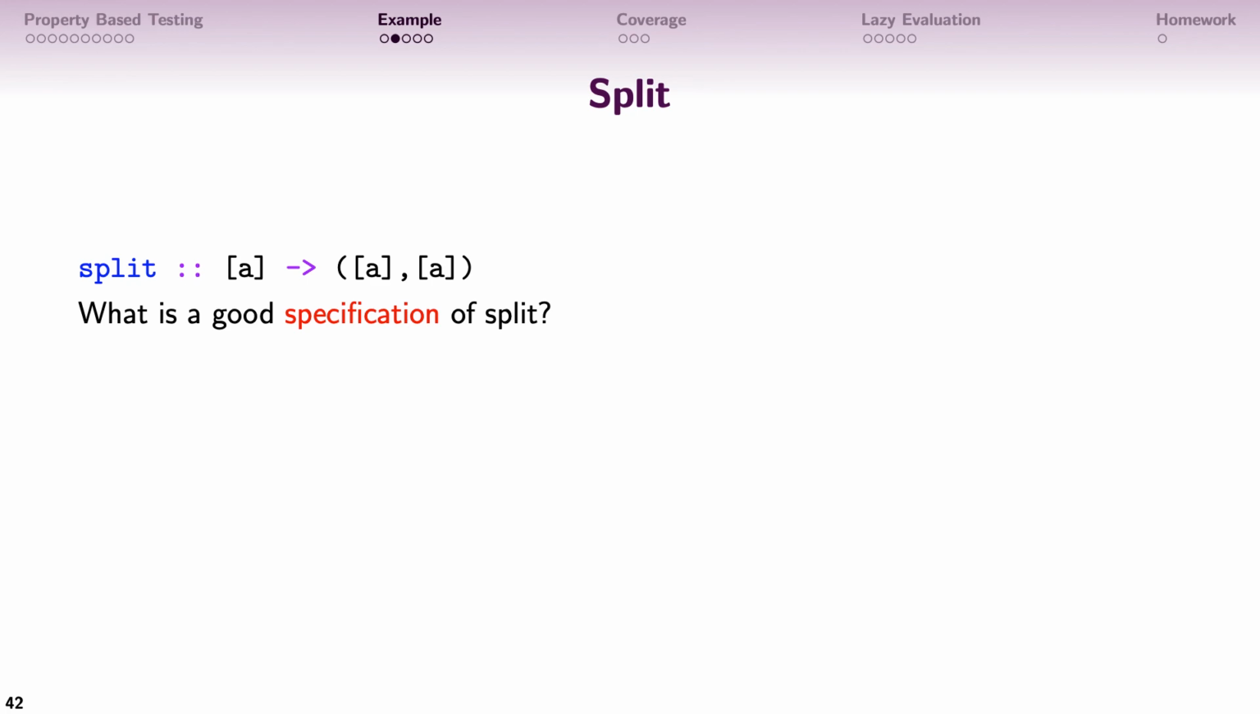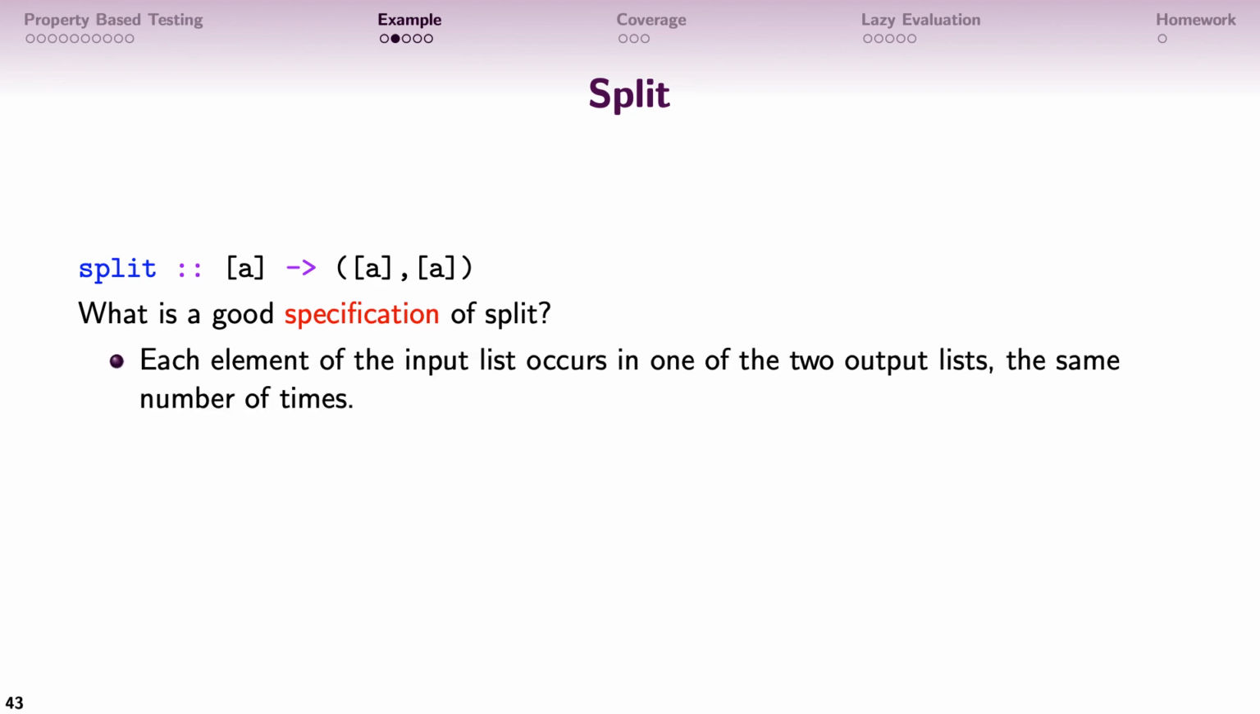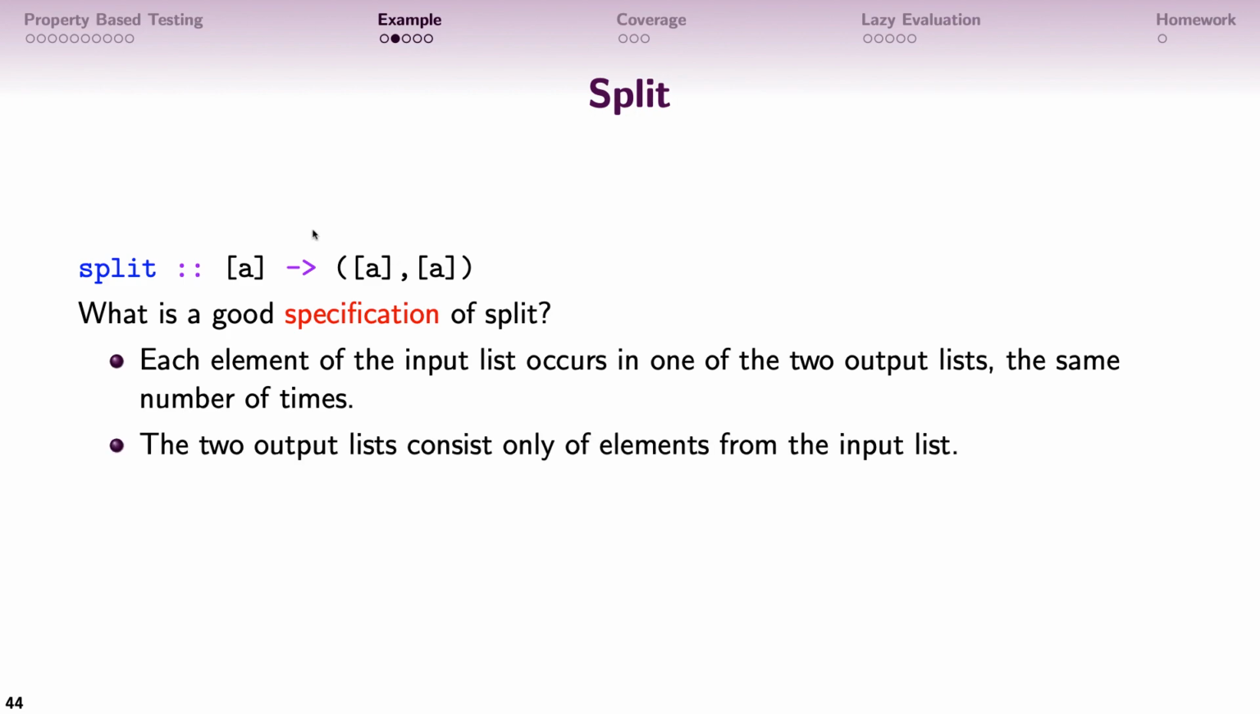So we want to say that each element of the list that we're given as input, this input list of A's here, each of those elements should show up in one of these 2 lists that we return. So that's the main thing that we want it to do. But we also don't want it to add any other elements. So in addition, the 2 output lists should only consist of elements that come from the input list.